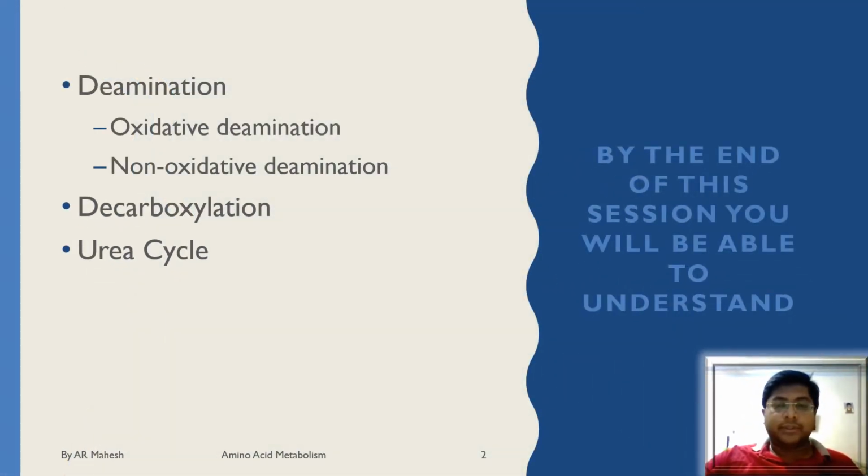So in this session we'll be discussing deamination, oxidative deamination, non-oxidative deamination, decarboxylation and urea cycle. By the end of the session you will be able to understand what is deamination, what is oxidative deamination, what is non-oxidative deamination, what is decarboxylation and the aspects of urea cycle.